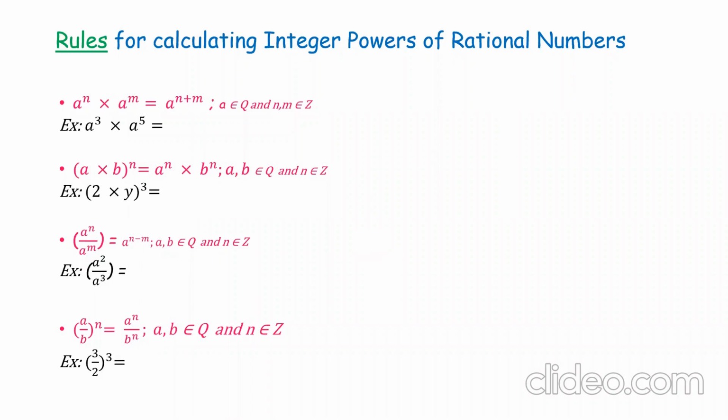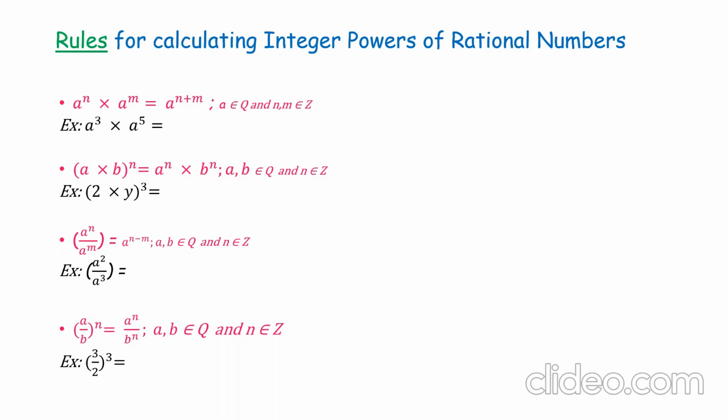So let's now see a couple of rules for calculating those integer powers of rational numbers. We start with the first rule. Assuming a is a rational number and n and m are integers, if we have a to the power of n multiplied by a to the power of m, then we can find the result by taking a and raising it to the power of n plus m.